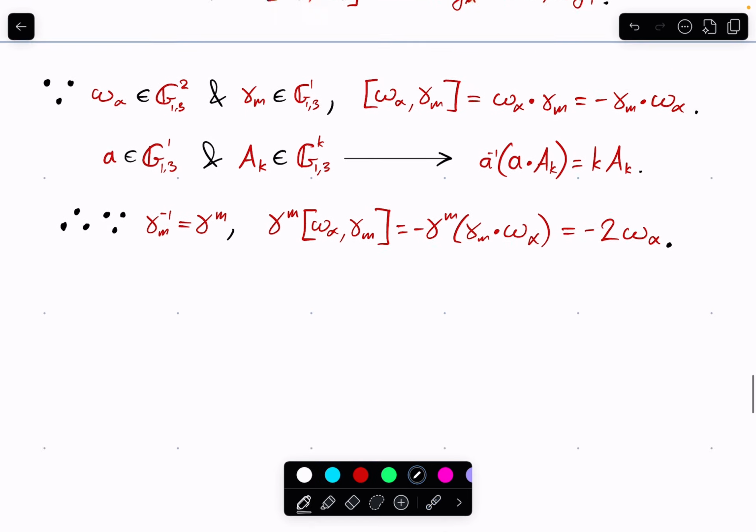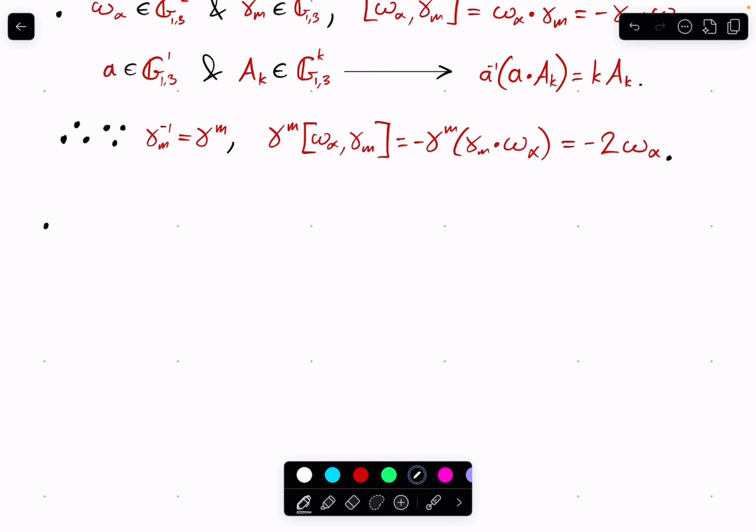So let's do that. Therefore, minus 2 omega alpha is equal to gamma m partial alpha e mu m g mu plus gamma m e mu m, and then the Christoffel symbol beta mu alpha g beta.